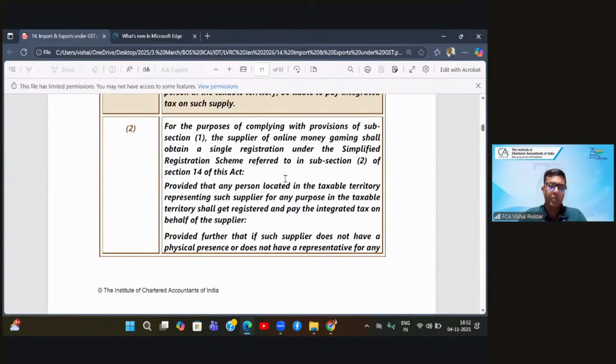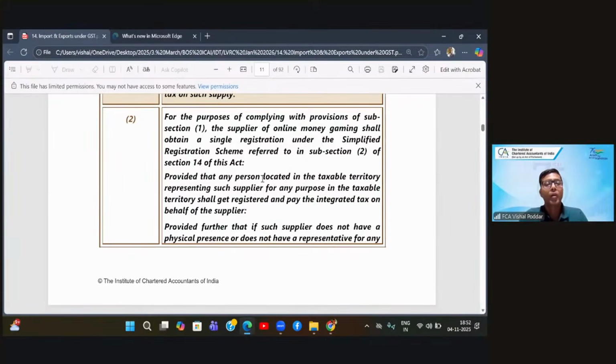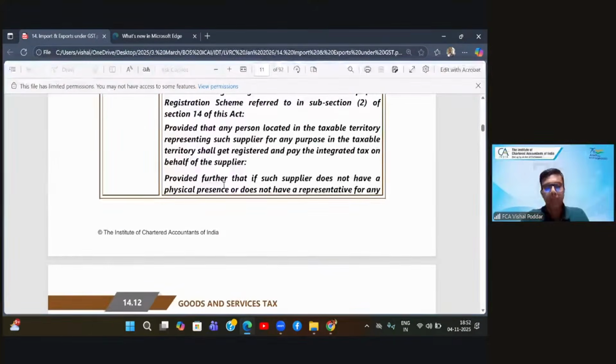For all other people who are in India, we have a different mechanism of registration, but for these people, there is a simplified mechanism. Now, provided that any person located in taxable territory representing such supplier for any purpose in the taxable territory shall get registered and pay the integrated tax on behalf of the supplier. So either the supplier itself should take registration in India, or any person who is already located in India can be representing the supplier for the purpose of the law.